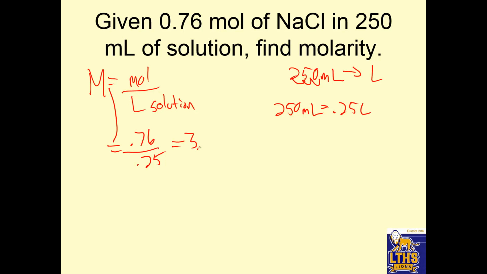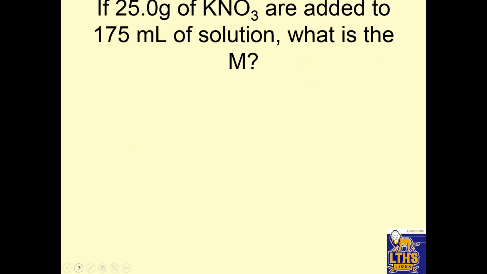So 0.76 divided by 0.25 is 3.04, and then the unit for this is called a molar. You do a capital M, it's a molar, like your tooth or your teeth. Some of you have more than one.